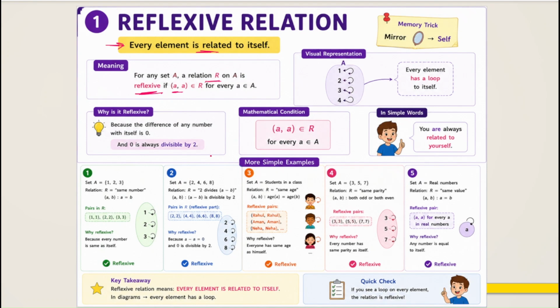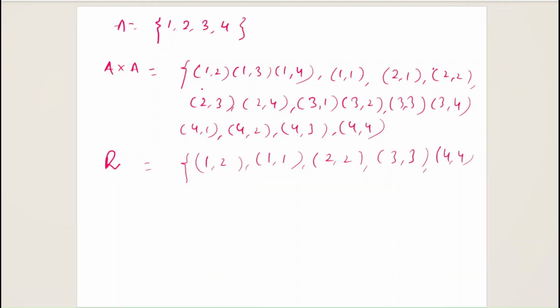Now coming to the definition: for any set A, a relation R on A is reflexive if (a, a) belongs to R for every a belongs to A. What is the meaning of this? This might be confusing, right? The relation is known as reflexive if it contains (a, a), these elements are part of this relation. What is the meaning here? Again, let me explain.